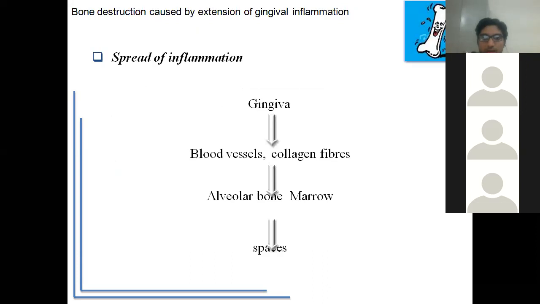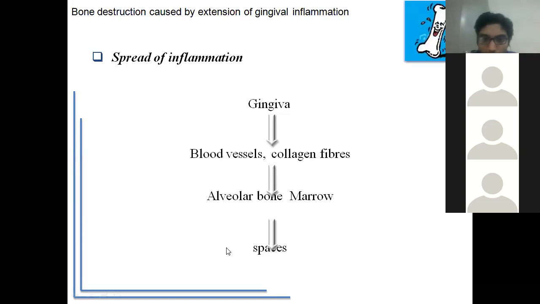Now, how does this inflammation spread from gingiva to periodontal ligament? It spreads through blood vessels, collagen fibers, then alveolar bone marrow, and then into spaces. What is the etiology of trauma from occlusion? Which type of bone loss occurs in trauma from occlusion? Horizontal or angular? Angular bone loss occurs in trauma from occlusion. How does angular bone loss occur?